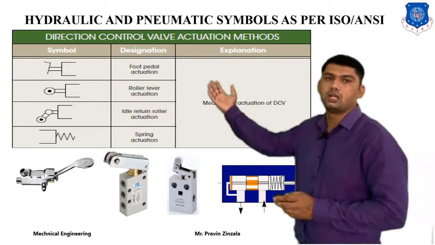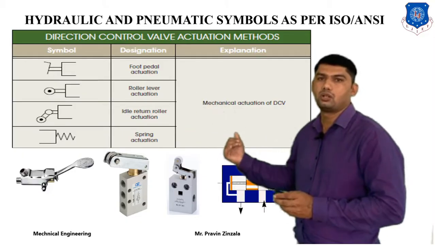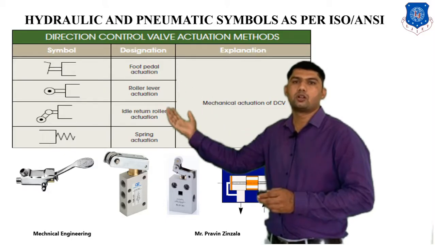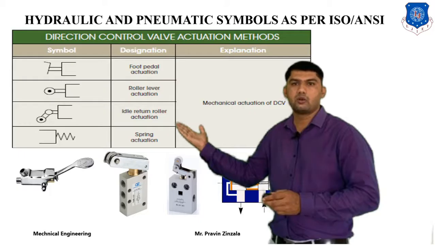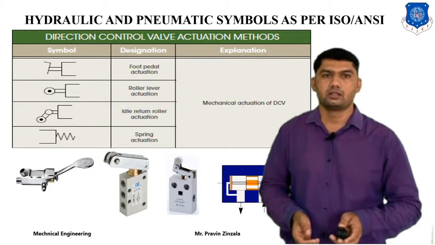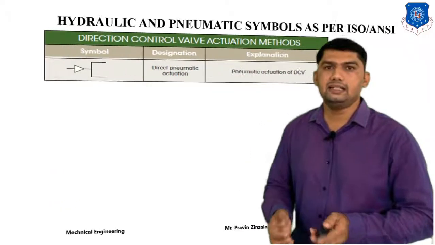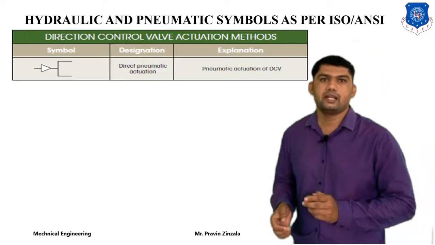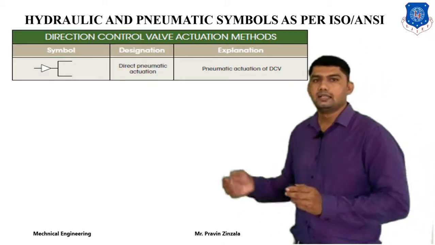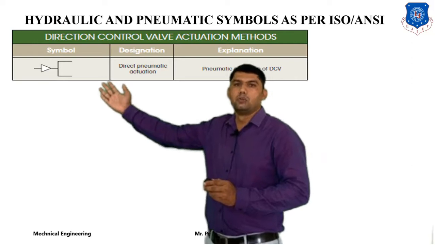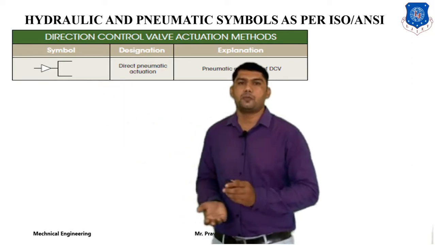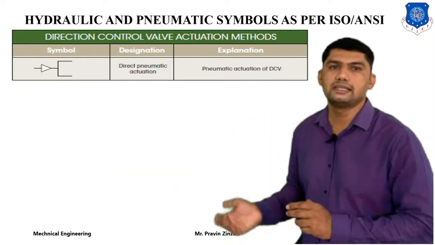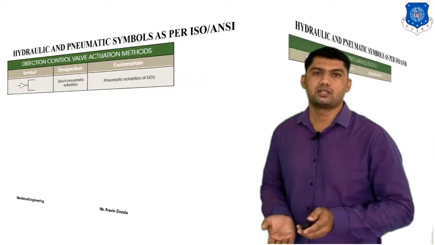So this was about the manual operation of direction control valves. Different symbols include the foot pedal type, lever operated, roller lever operated, or idle return lever operated, and spring actuation. Next is the operation of direction control valves by pneumatic actuation. These are simply the symbols of pneumatic energy utilization for operating direction control valves. These types of methods are used for automation in hydraulic and pneumatic systems.